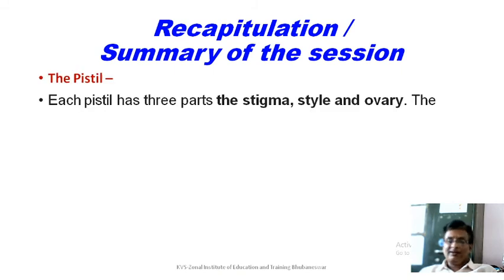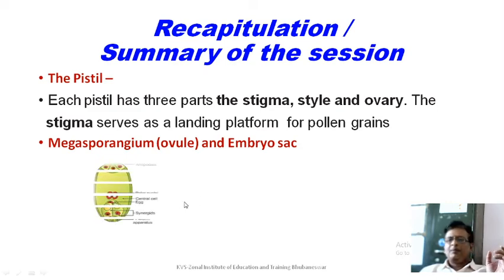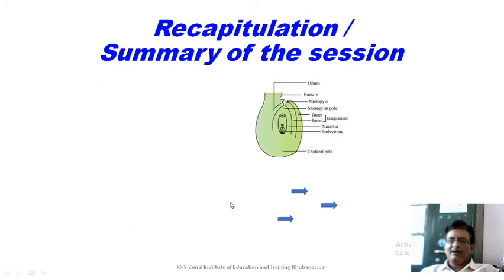Let us recapitulate. The pistil has 3 different parts: the style, stigma and the ovary. Stigma is the place where pollen grains will fall for pollination. The megasporangium or ovule or the embryo sac comprises 8 cells: the antipodals, the synergids, the egg cell and the polar nuclei.